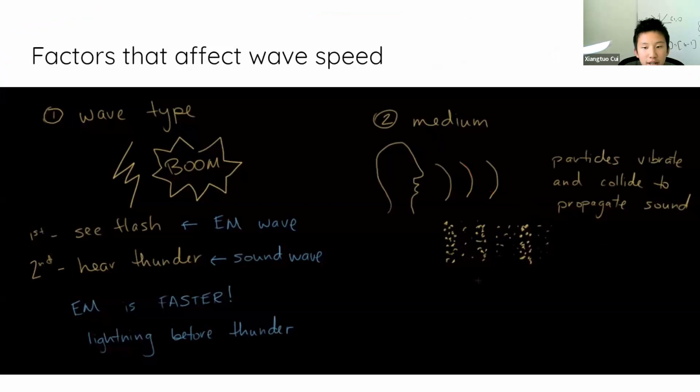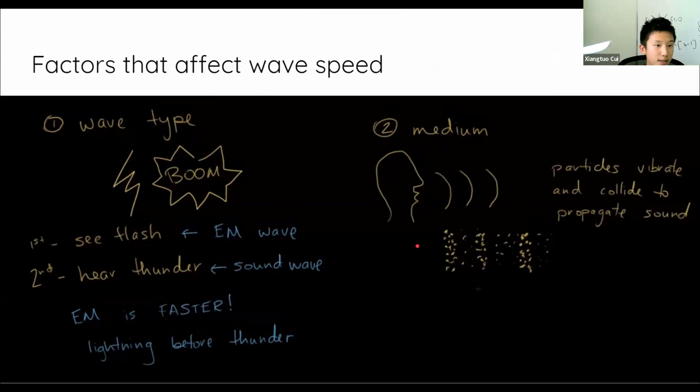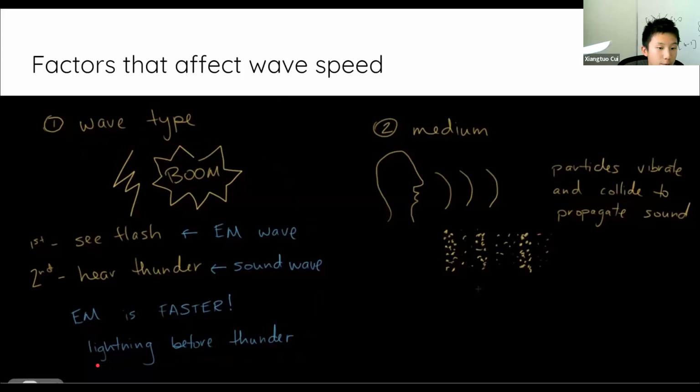And there are many other factors other than wavelength and frequency that can affect wave speed. I got the screenshot from Khan Academy. So the first factor that can affect wave speed is the wave type. A classic example of this is how you hear lightning before thunder. I mean, you see lightning before you hear thunder.